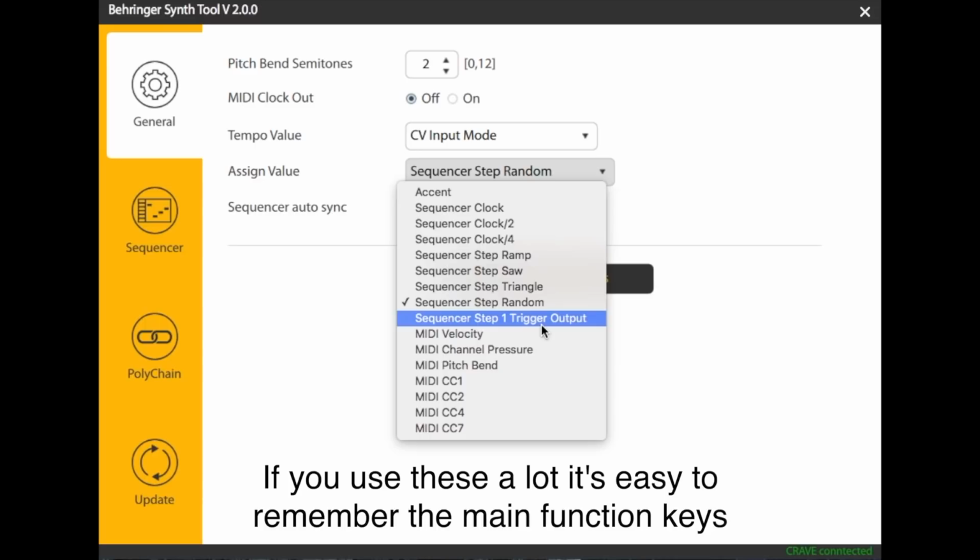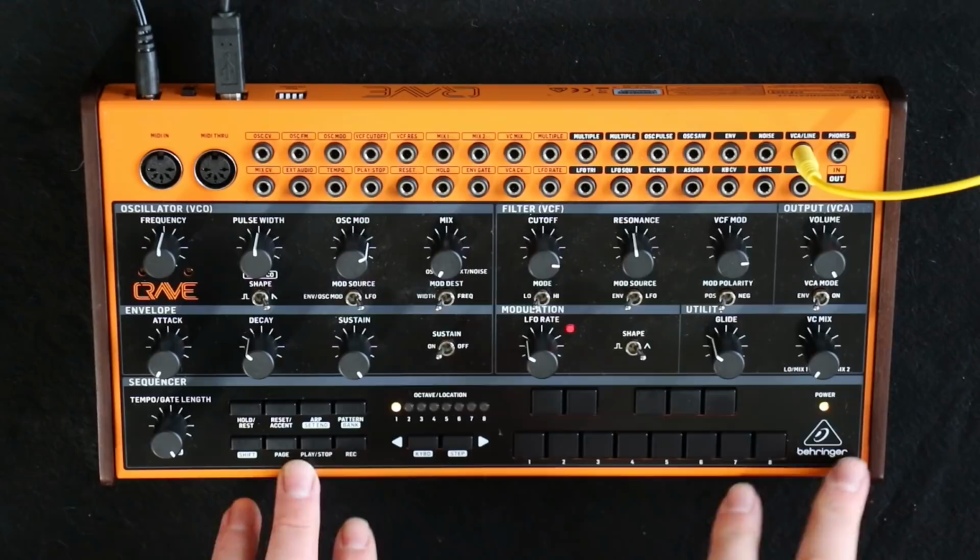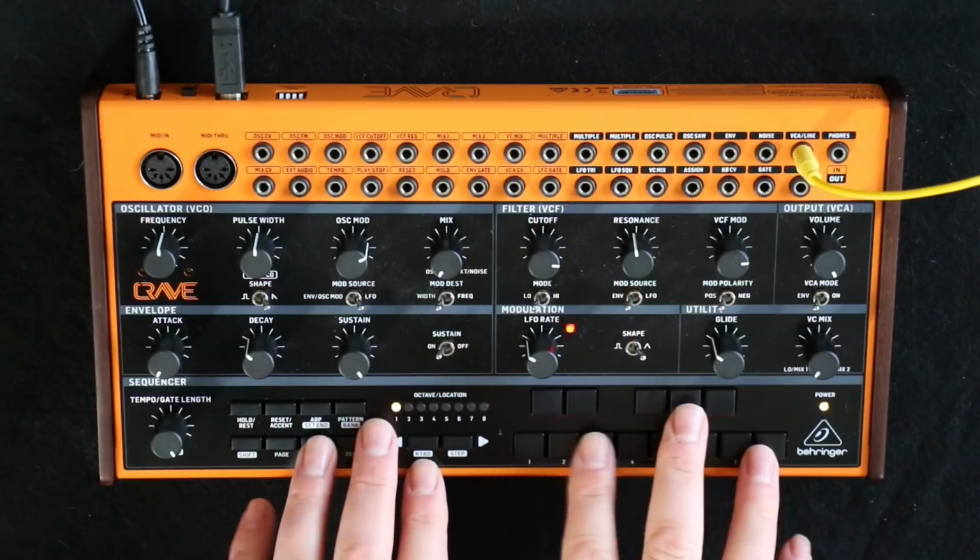You can set a ramp that will ramp up for the duration of the pattern. Or a saw that will go from zero to peak to zero again over the duration of the pattern. So nice sort of slow effects. Or you can have a sort of randomization, which is a bit like sample and hold. So let's show a couple of them, shall we?